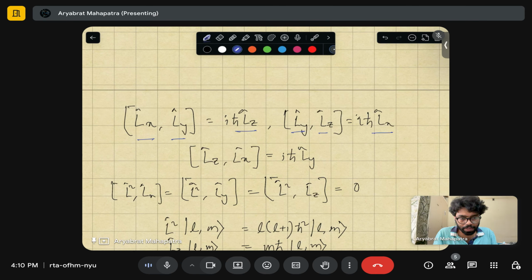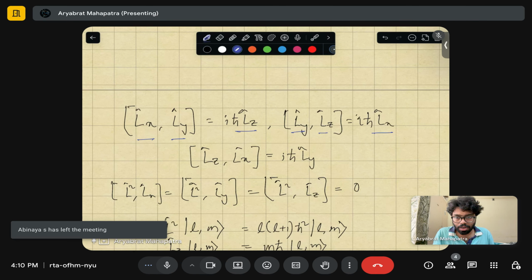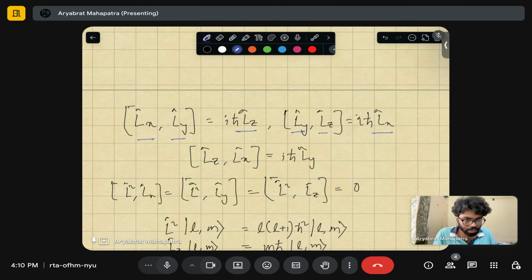So first you are trying to measure Lx, and then you are trying to measure Ly. That means the system you are measuring is not in a particular eigenstate. I mean, Lx and Ly do not share a common eigenstate. If the commutator of Lx and Ly gives zero, then that means the Lx and Ly operators share a common eigenstate. But in this case, they do not.